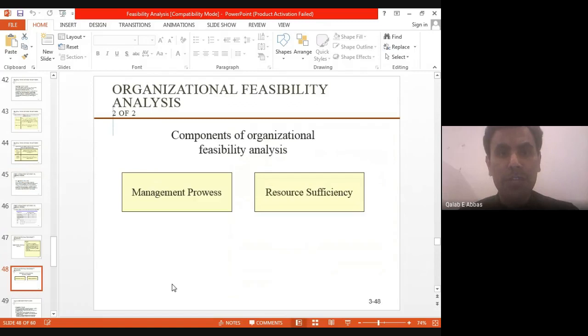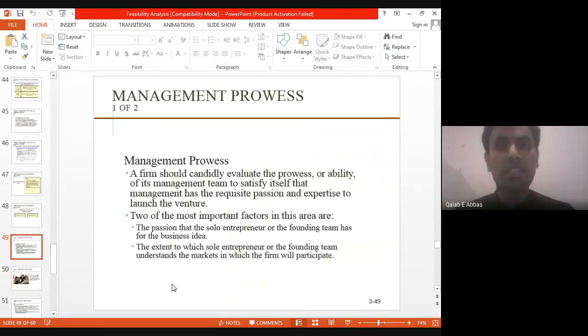So when we conduct organizational feasibility, there are two basic components that we need to cover. We need to check whether the team has the management prowess, and then we need to check whether we have the resource sufficiency or not. So what is meant by management prowess? The firm should candidly evaluate the prowess, or the ability, the capacity of its management team, whether it has the requisite passion and expertise to launch the venture.